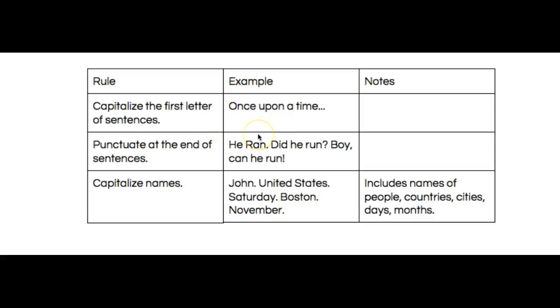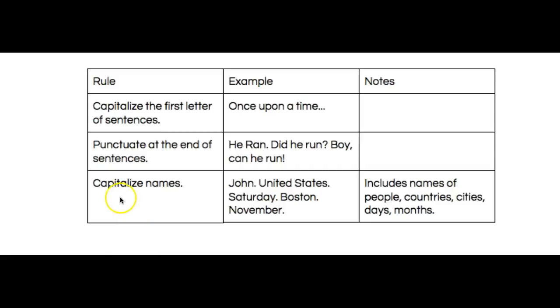And then in the middle column, you can put an example. I wrote a sentence that says, once upon a time, and then it could go on, and I made sure to capitalize that first letter of my sentence. The second rule you can add is that you need to punctuate at the end of sentences. So I talked about using a period, a question mark, and an exclamation point. So I had 3 examples in the middle column. It says he ran, and then it ends with a period. Did he run? And it ends with a question mark. And then boy, can he run, which ends with an exclamation point.